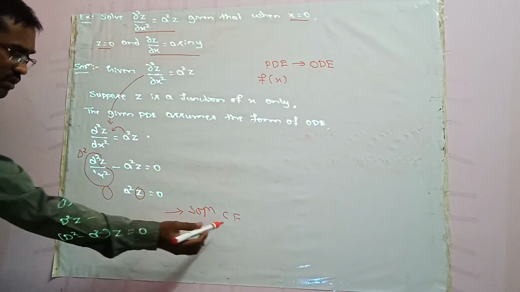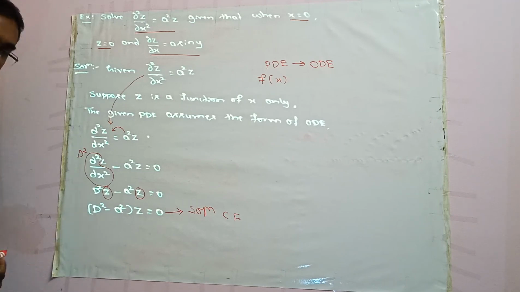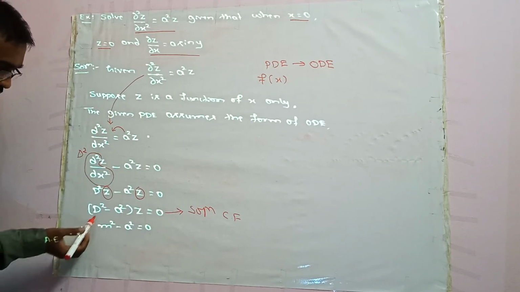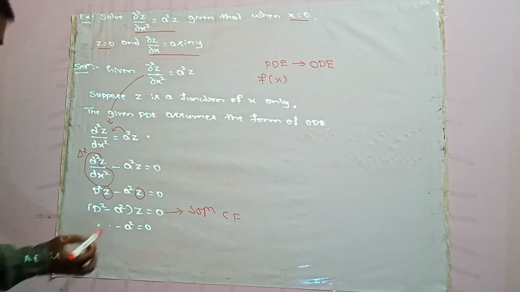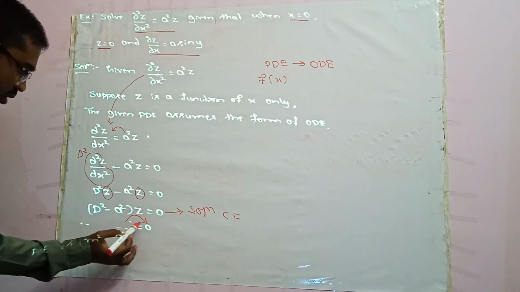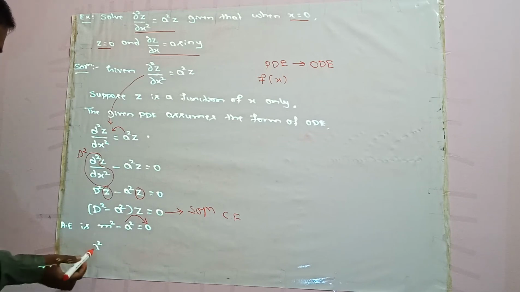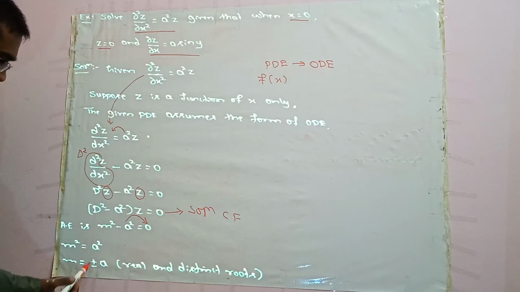How do we find the CF? First we need to write the auxiliary equation. What is the auxiliary equation? m² minus a² is equal to 0. Take this minus a² to the RHS: m² is equal to a². If you apply the root on both sides, you get m is equal to plus or minus a.